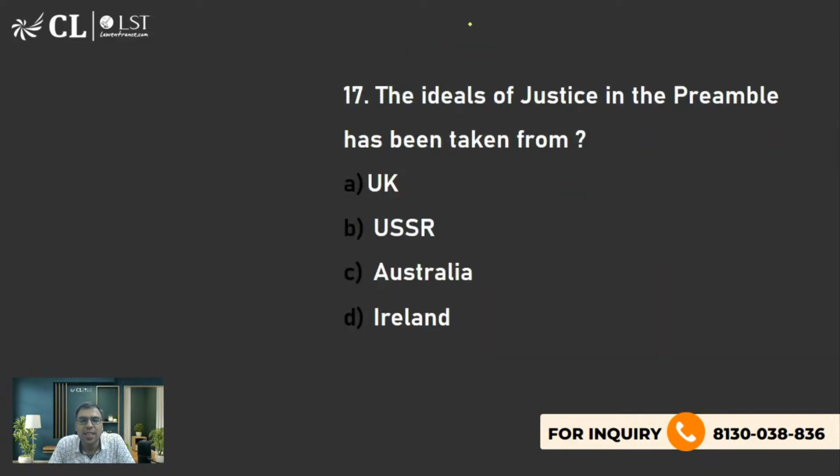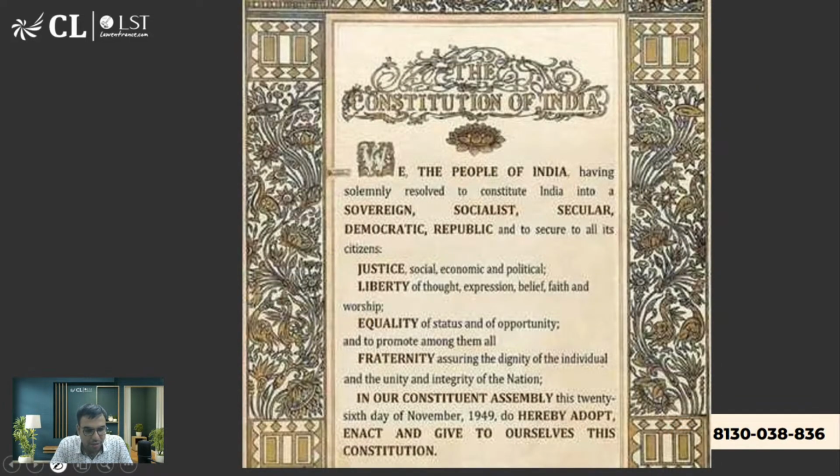Okay. The next one is the ideals of justice in the preamble have been taken from where? UK, USSR, Australia, Ireland. Preamble में justice word mentioned है. कहाँ से लिया गया? Yes, SPD correct. USSR से. तो अगर आप खुद देखोगे, और मैंने कई बार बताया भी, जस्टिस में कौन सा? सोशल, इकोनॉमिक, पॉलिटिकल. तो सोशल जस्टिस की बात कौन करेगा? ऐसे आपको सोचना.